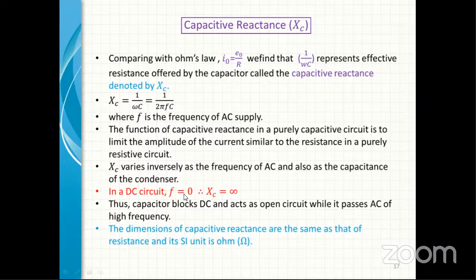In DC there is no change in frequency, that is F is equal to 0, and in case of this XC, 1 upon 0, so that XC is equal to infinity. काय आहे DC सर्किट डायरेक्ट करंट मध्ये F ची व्हॅल्यू 0 आहे, अल्टरनेटिंग नाही आहे, तर XC काय होणार आहे 1 upon 0, so that 1 upon 0 is equal to infinity, and thus the capacitor blocks DC and acts as an open circuit while it passes AC of high frequency.